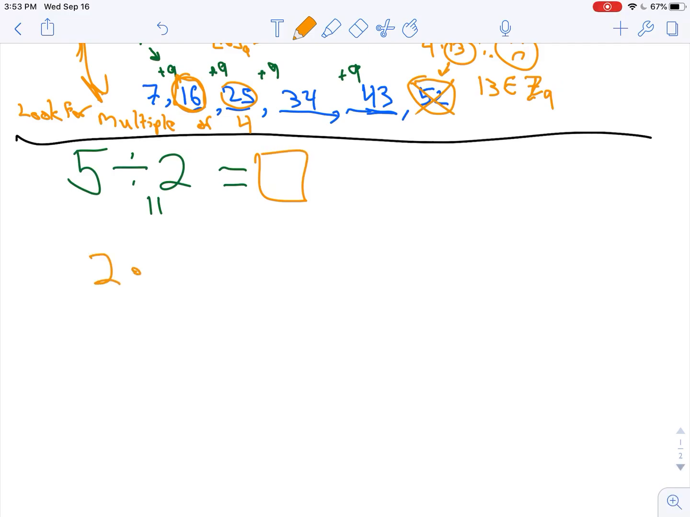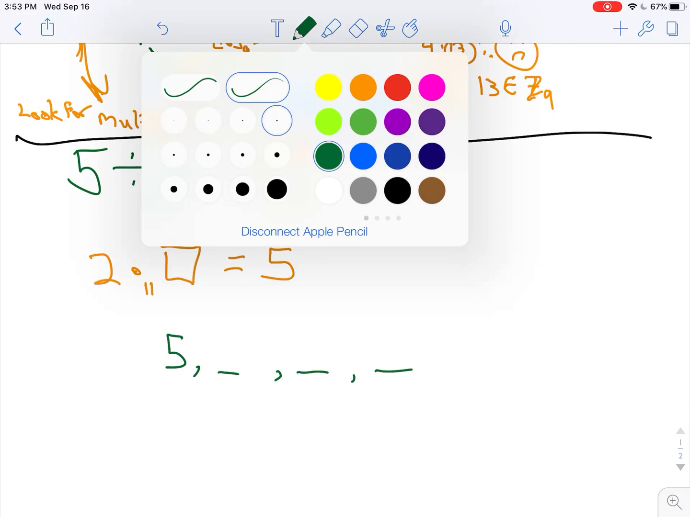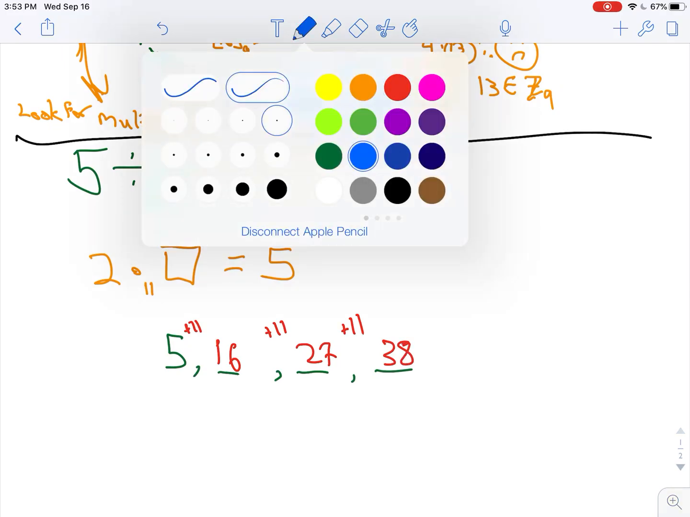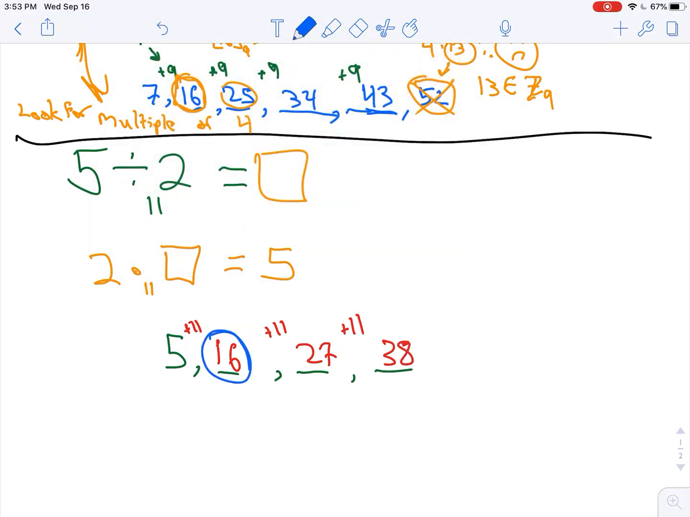Let's try 5 divided by 2. Again, we know that equals some mystery number, and that therefore 2 times that mystery number must be equal to 5 in mod 11. So again, I will start listing numbers here, obviously starting with 5. And in this case, my sequence, I just need to add 11 to make my list. 5 plus 11 is 16. That makes 27. Add another one, that's 38.